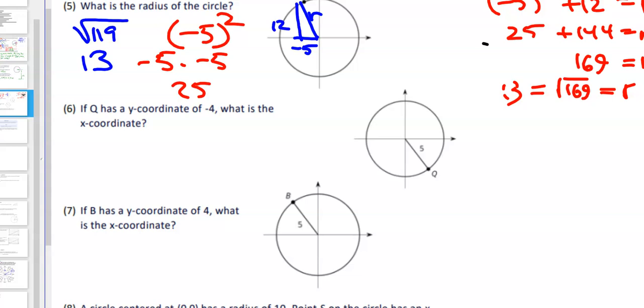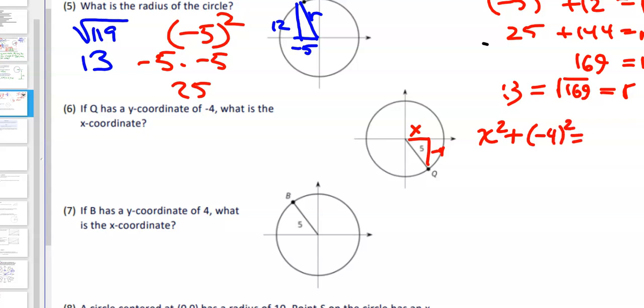All right, your assignment was to complete problems 6 through 9. So we'll go through those problems. So in problem number 6, which is very similar to problem 5, we know that the y coordinate is -4. We're being asked to find the x coordinate. So to do that, we're going to be using the Pythagorean theorem.